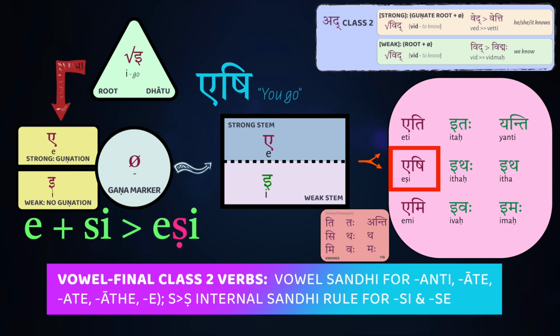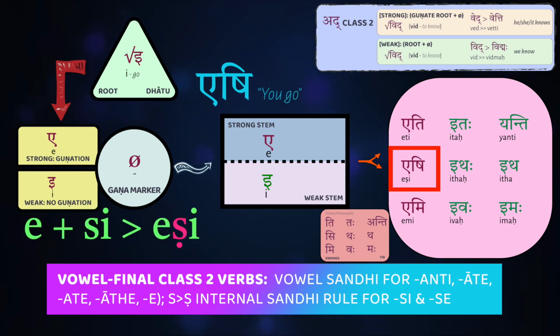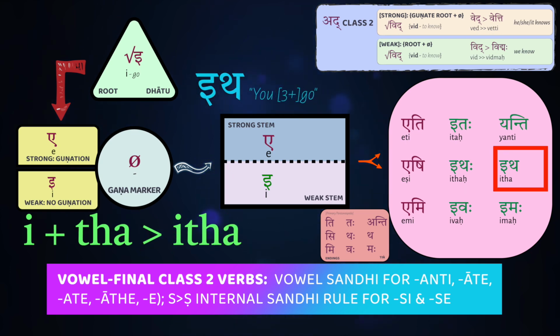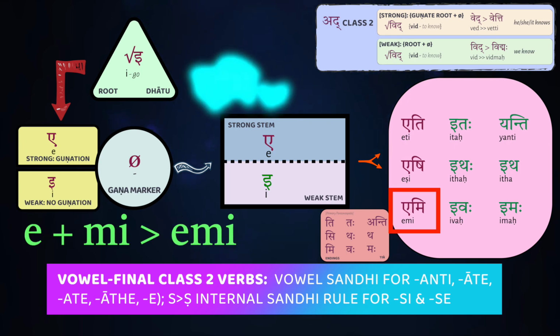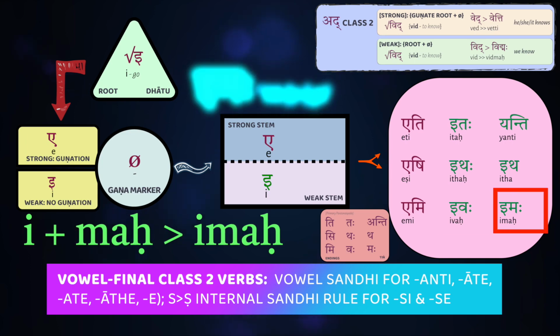For the second person, we're going to see tvam eshi, using our sibilant internal sandhi rule that forces the s to become a retroflex. Then you get ithaha, you two go. And yuyam itha, you all go. For first person, we'll have aham emi, I go. Avam ivaha, vayam imaha, we three or more go. Not too bad, fairly straightforward. They can be all right sometimes, these class 2 verbs.